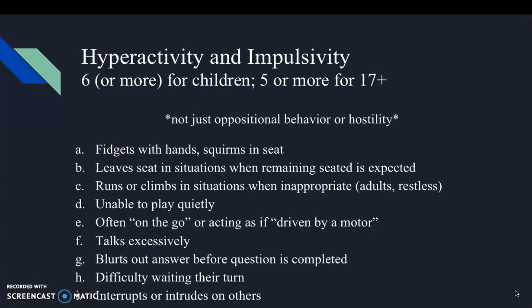They have difficulty waiting their turn, while in line for something, as an example. And they often interrupt or intrude on others. So they might butt into conversations, games, or activities. They might use other people's things without asking. And then adolescents and adults may intrude into or take over what others are doing at the time.